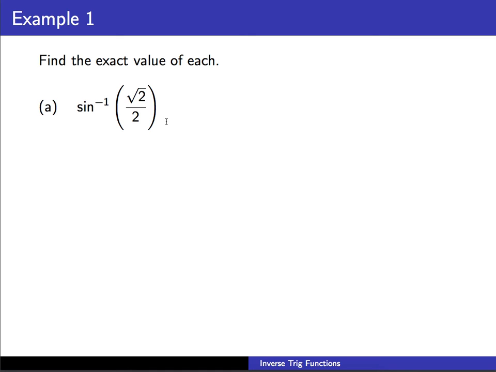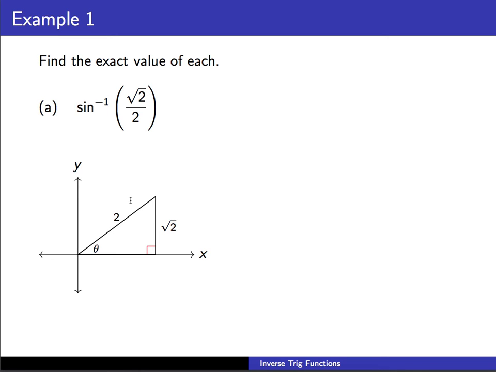So we have inverse sine of square root of 2 over 2. This is asking us, what angle, if we took the sine of that angle, would give us square root of 2 over 2? Because it is a positive square root of 2 over 2, anytime you're taking the inverse trig function of something positive, that angle is going to be in the first quadrant, between 0 and 90. So sine is y over r, opposite over hypotenuse. Here's our angle in standard position. Our opposite is square root of 2, our hypotenuse is 2. So what angle would cause this triangle to be formed?